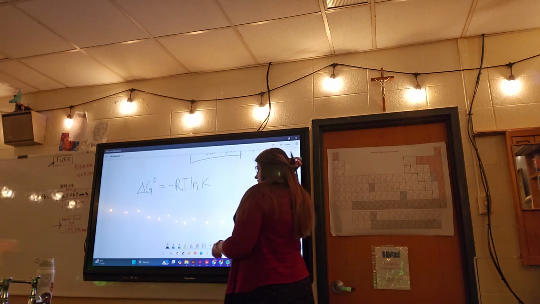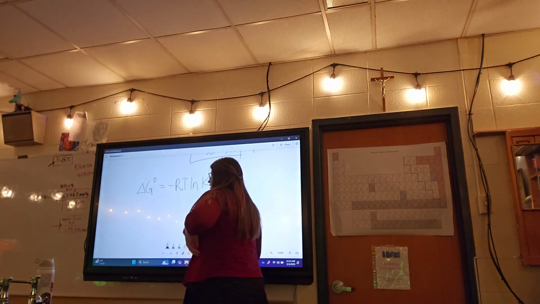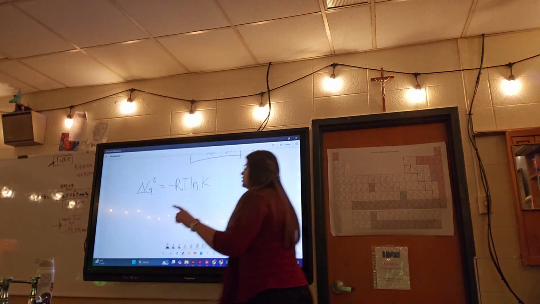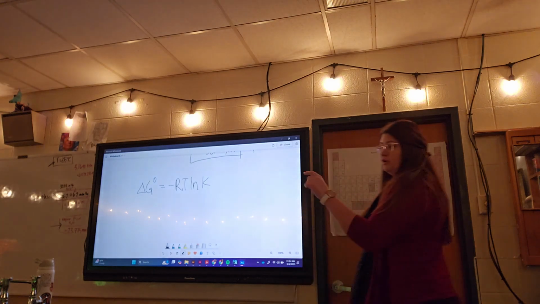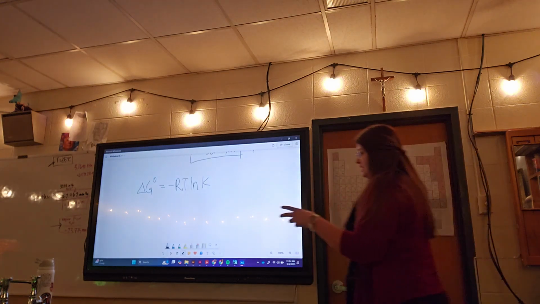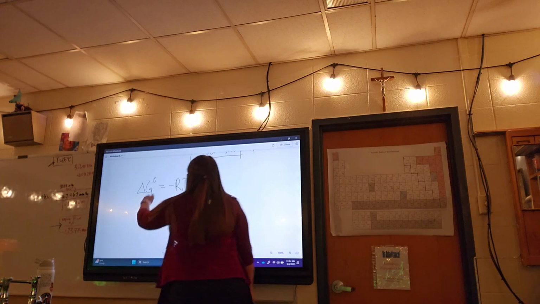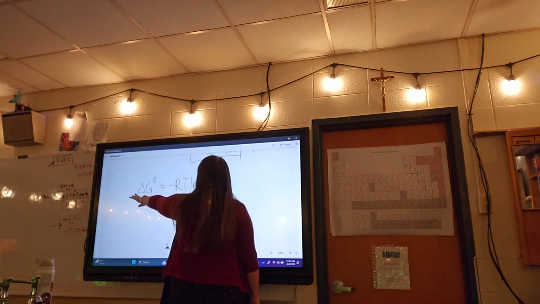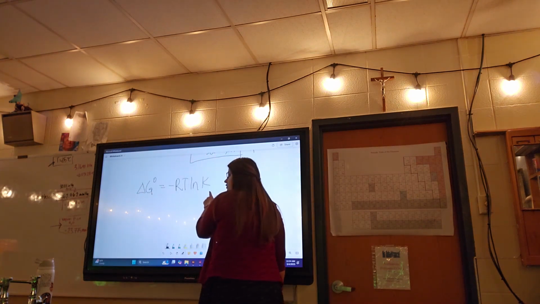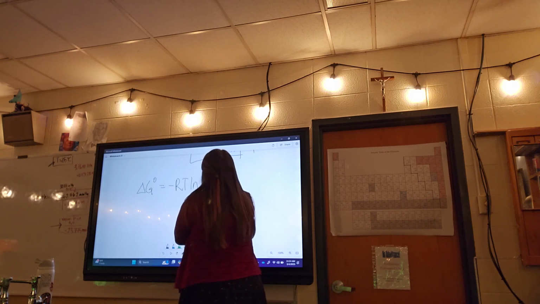Okay, so what is this? This is another way of calculating Gibbs free energy where you're comparing whether or not a reaction will be spontaneous thermodynamically. You're comparing that with K, which is the equilibrium constant.